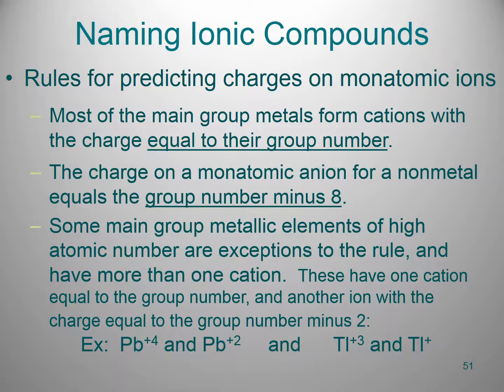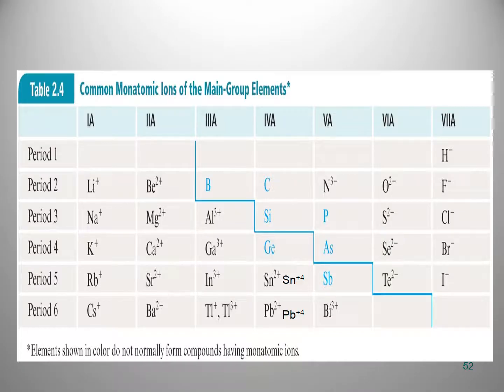Tin will be a lot like lead. Antimony and bismuth, I guess they could be a plus. Usually we don't go above a +4, so they may be a +3. Anyway, there's other ways of being able to tell what those charges are, so we'll talk about that in a minute. All right, so here's kind of a good, you can see in group 1A and 2A, those are all +1 or +2 respectively.